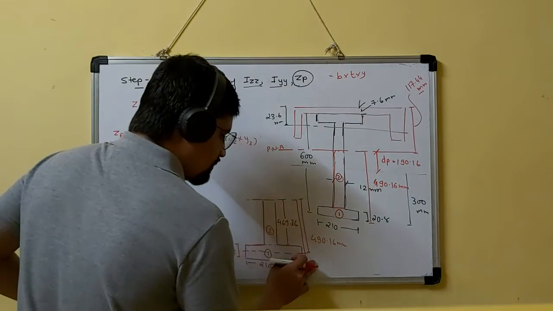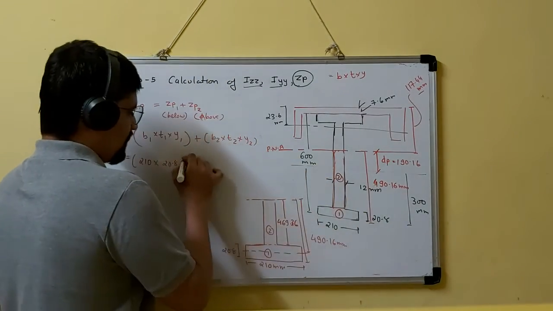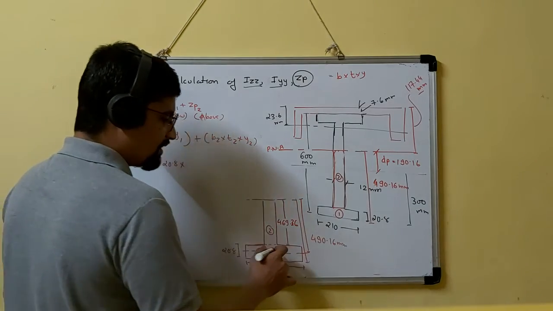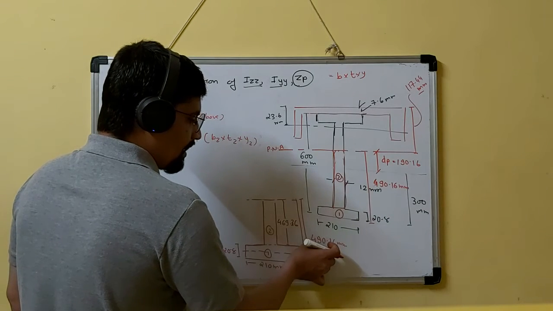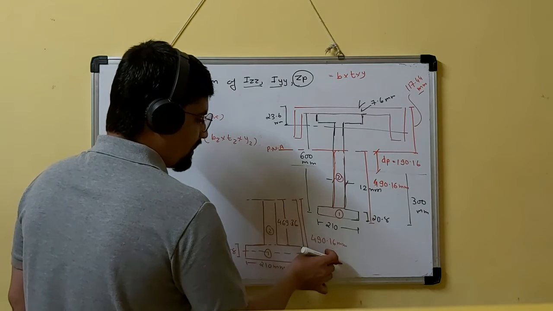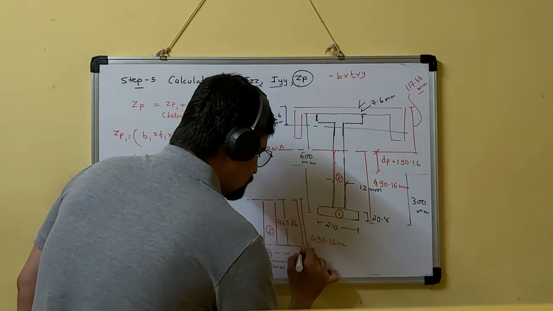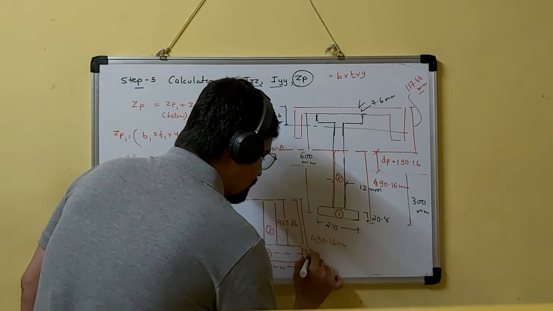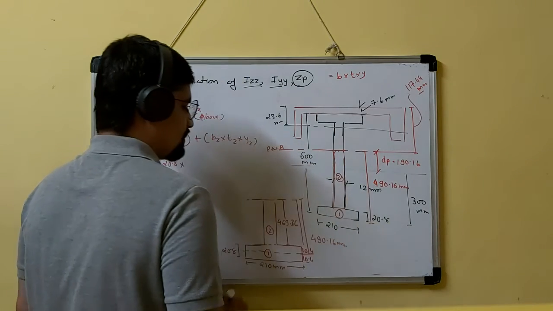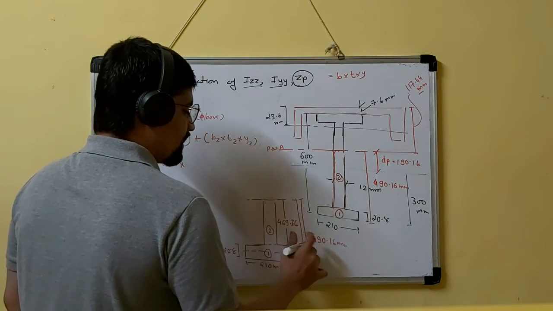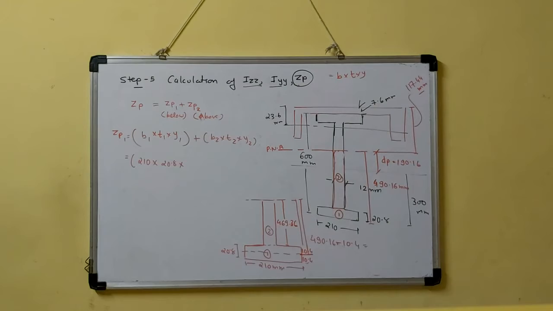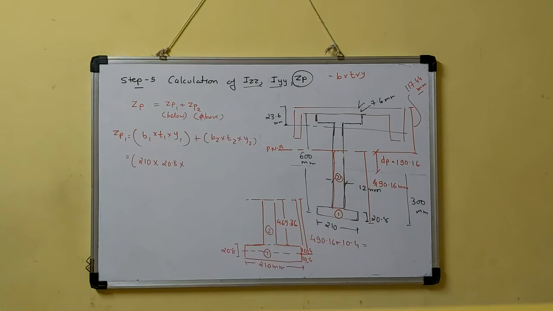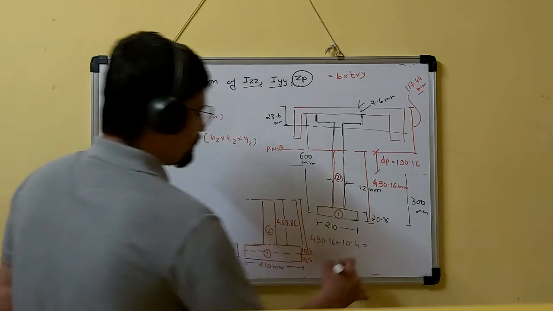So I can say 20.8 divided by 2 is 10.4. Simply I need to subtract 10.4, dividing the portion into 10.4 and 10.4. So the distance from here will be 490.16 minus 10.4, which gives 479.76.